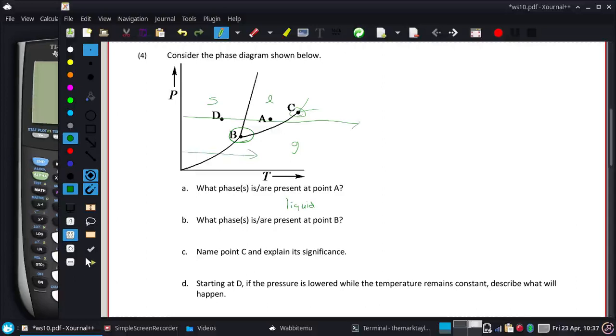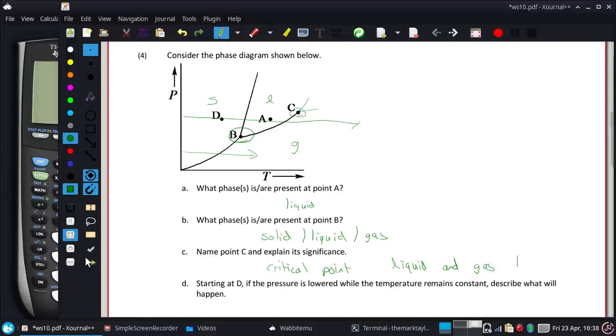All right, so what's present at B? That is actually the triple point. So we have solid, liquid, and gas all present there simultaneously. And C, what's the significance? That is the critical point. Past that point, you can no longer tell for sure if it's a liquid or a gas. So liquid and gas behave the same above that point. And that's above it with respect to pressure or temperature.